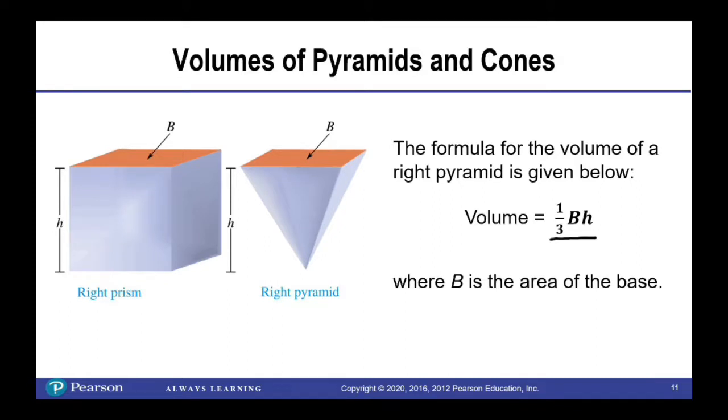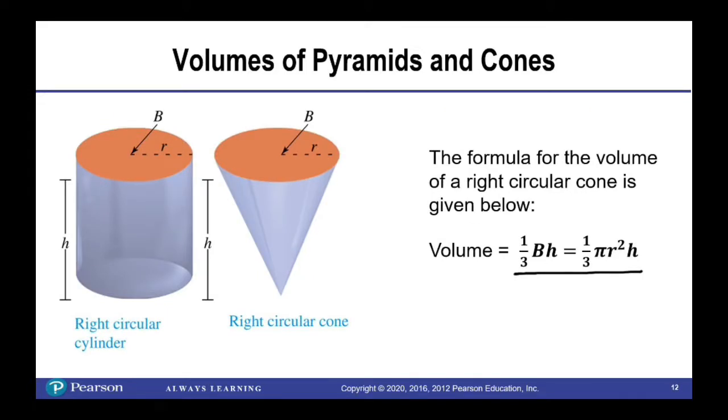When I compare a pyramid to a prism, I notice that the volume of the pyramid with the same base as the prism is 1/3 that of the volume of the prism. And so our volume of a pyramid is 1/3 capital B H. Again, B is the area of the base and H is the height of the pyramid. The same thing is true when I think about the volume of a right circular cone and a right circular cylinder that have the same height and the same base. The volume of the cone is 1/3 the volume of the cylinder. And so our formula for the volume of a cone is 1/3 pi r squared h.